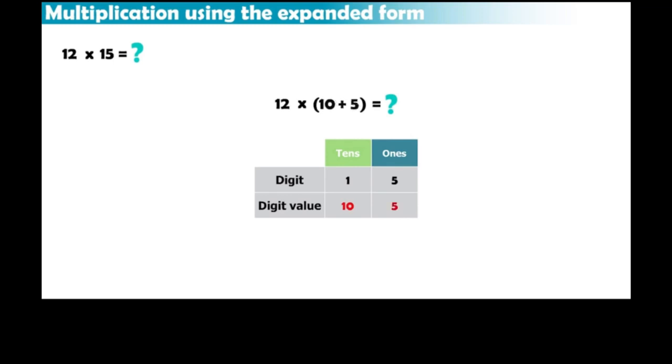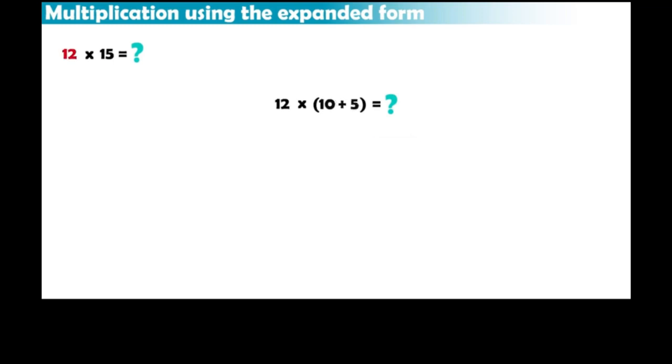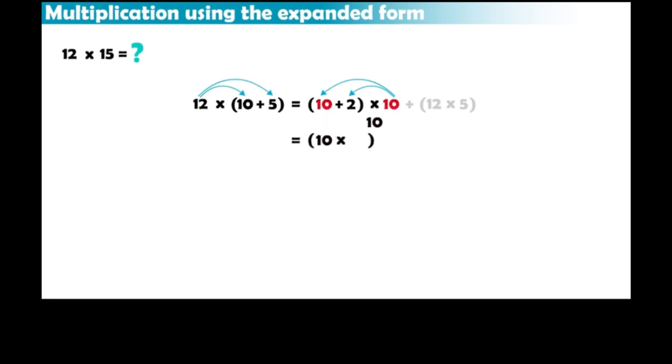Now when we write them using a bracket, we will write 10 plus 5, or we can also do 12 multiplied by 10 and 12 multiplied by 5. In this way also we can multiply. Or we break this 12 into 10 plus 2. And now we will multiply 10 by 10 and 10 by 2.